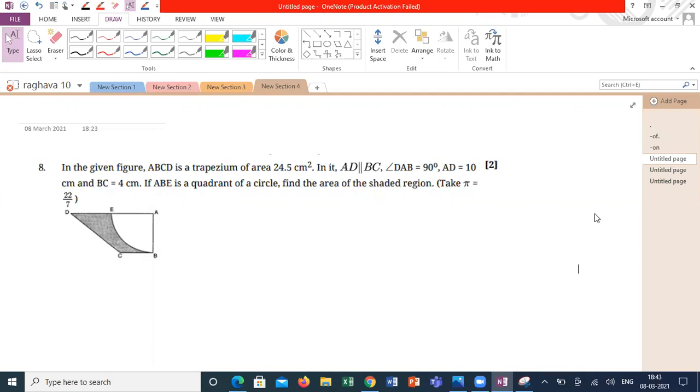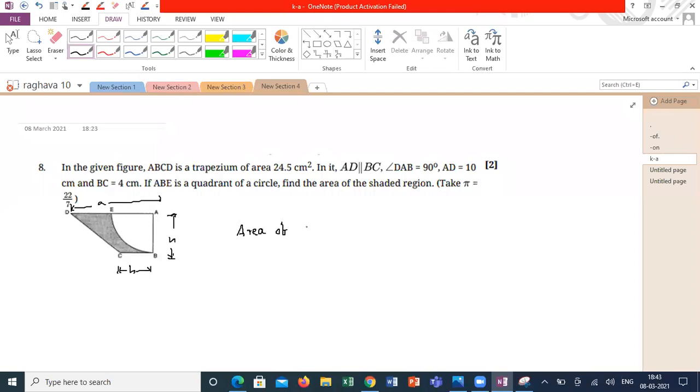What is the area of the trapezium? Formula. Anyone? Sir, half into A plus B into H, sir. Yes. Suppose I'm taking this as B, this as A, and this height as H.